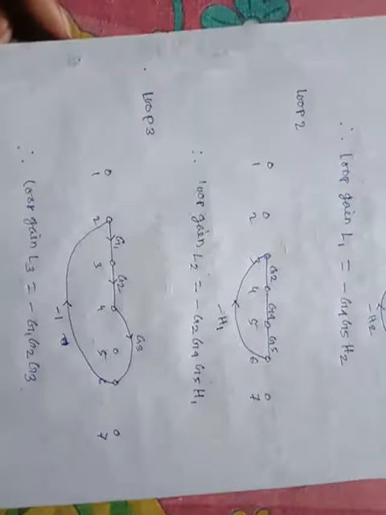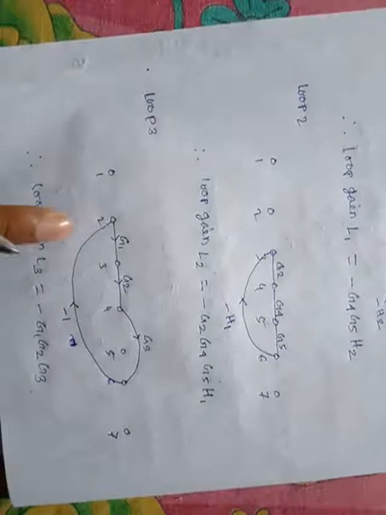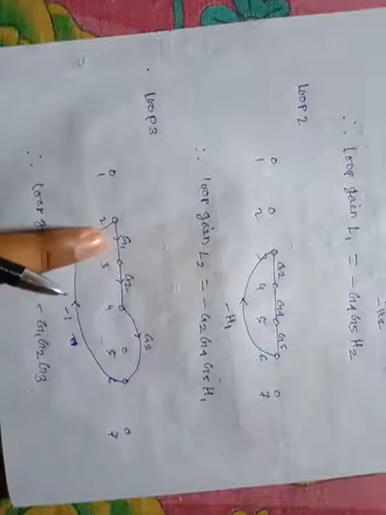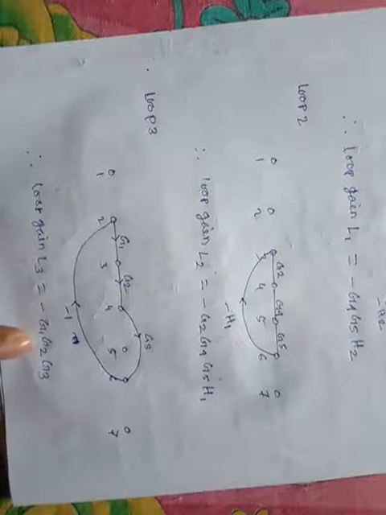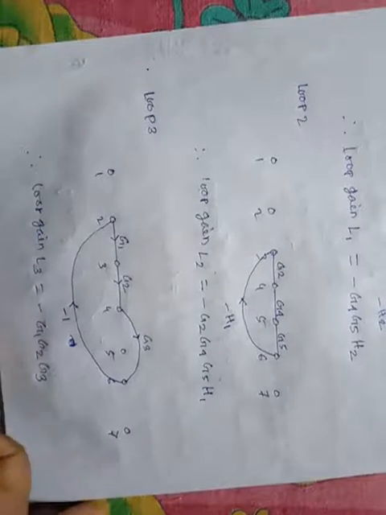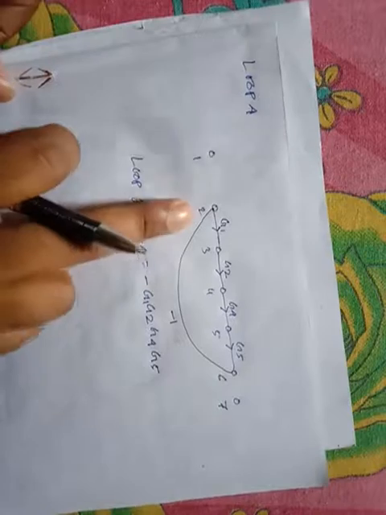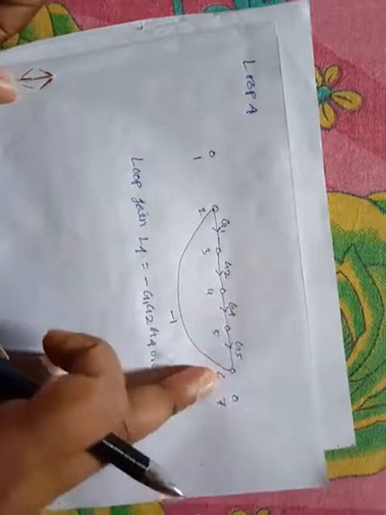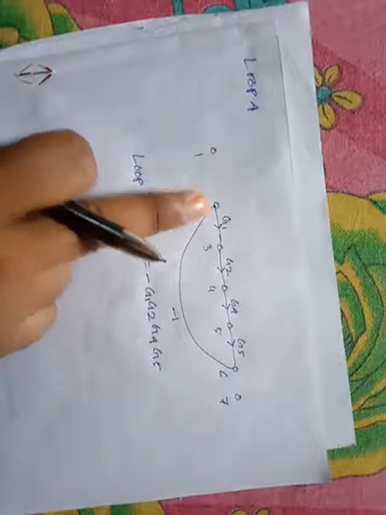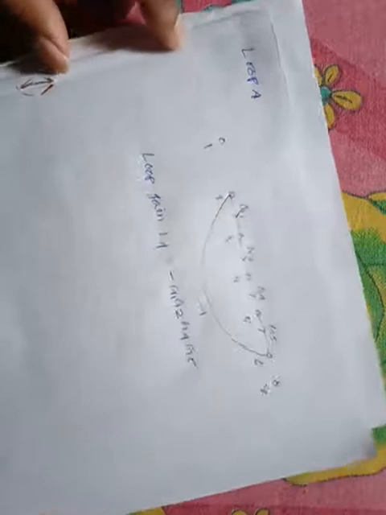Loop 3. Here loop 3 is from 2 to 6 with G1 G2 G3 and negative feedback. The loop gain L3 is equal to minus G1 G2 G3. Similarly, loop 4 is G2 G3 G4 G5 G6 with negative feedback. In total we find 6 loops.